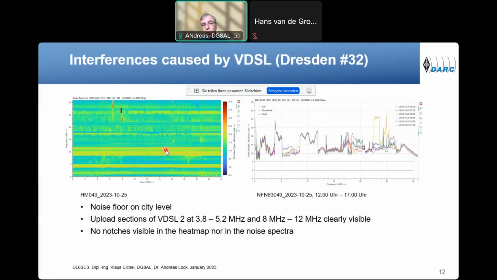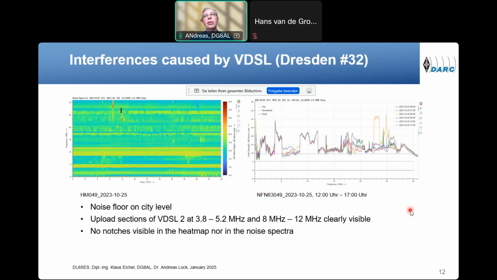So now we come to different kinds of interferers, and the first example I want to show is interference caused by VDSL. And if you look at the heat map, you can see these yellow lines at about 3.5 to 5 megahertz and 8 to 12 megahertz. And they also clearly show up in the line diagram here between 3.5 and 8 to 12 megahertz. And these disturbances are associated with VDSL.